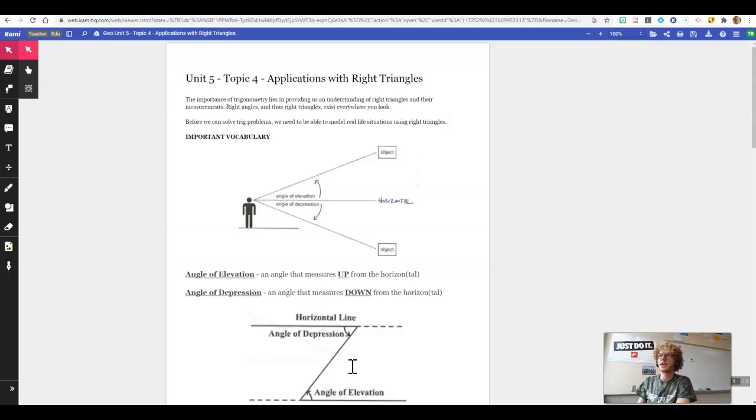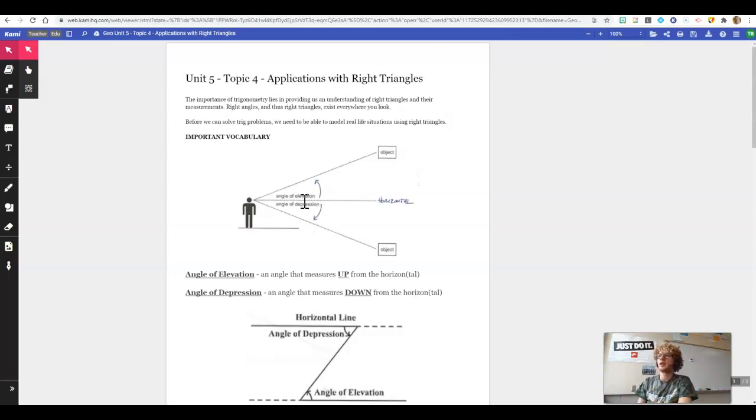Alright, today we have Unit 5, Topic 4, Applications with Right Triangles. So, this whole time we've been working on trigonometry. The big thing about it is that right triangles are everywhere. This is how explorers used to travel the Earth. It's used in navigation, surveillance, surveying, all these different fields.